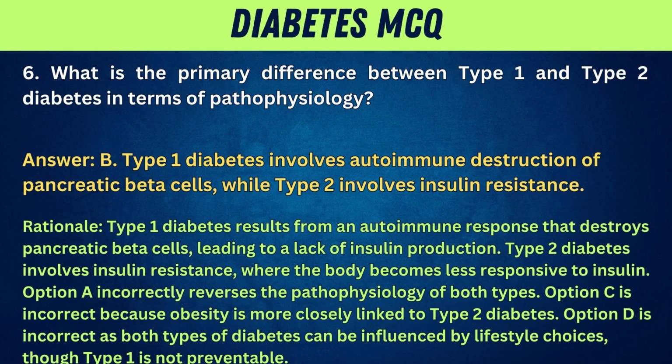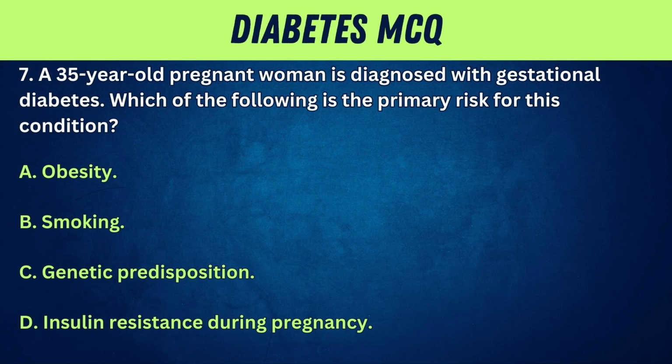Rationale. Type 1 diabetes results from an autoimmune response that destroys pancreatic beta cells, leading to a lack of insulin production. Type 2 diabetes involves insulin resistance, where the body becomes less responsive to insulin. Option A incorrectly reverses the pathophysiology of both types. Option C is incorrect because obesity is more closely linked to type 2 diabetes. Option D is incorrect as both types of diabetes can be influenced by lifestyle choices, though type 1 is not preventable.